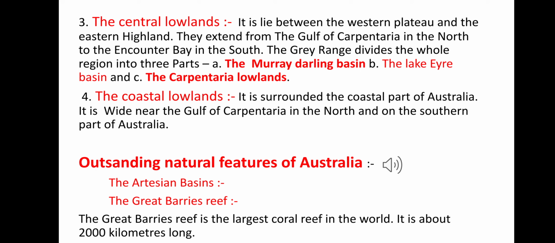And the last one, Papua New Guinea. In Papua New Guinea, highlands are found in the north and the southeast corner, but the southwest portion is plain land, and Mount Wilhelm is the highest peak of Papua New Guinea. You have to remember these as short notes: the Great Barrier Reef, New Zealand, and Papua New Guinea.